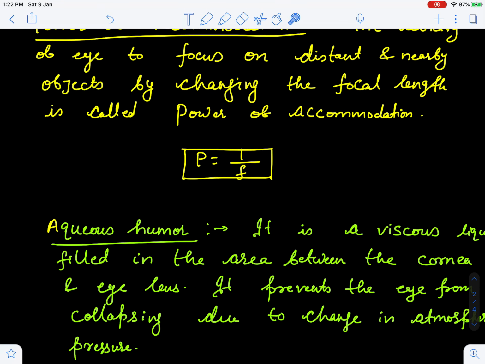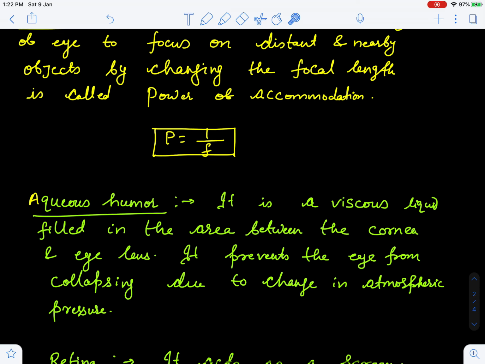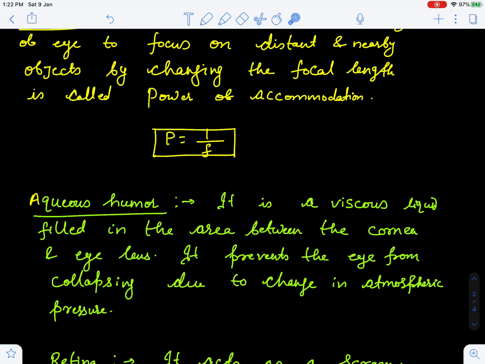Aqueous humor. I told you, aqueous humor is a viscous liquid filled in the area between the cornea and the eye lens. So this is the cornea and this is the eye lens, and in between this liquid is the aqueous humor. It prevents the eye from collapsing due to change in atmospheric pressure. Suppose you go to some height, so the pressure changes, but the eye should not collapse. It is protected by this aqueous humor.